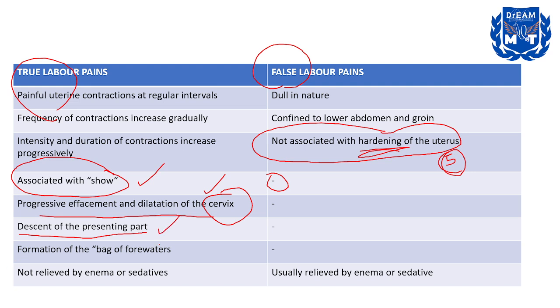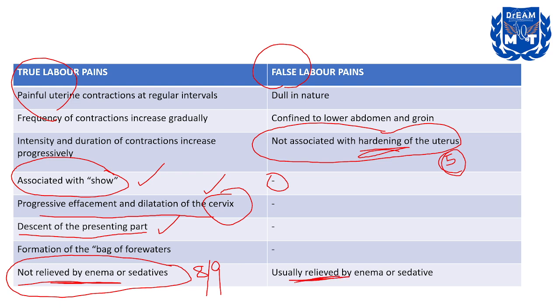The formation of the bag of waters can also be seen in true labor pains. The main important differential point is that true labor pains are not relieved by enema or sedatives. Whenever an 8th or 9th month patient, like a 32 to 36 weeks pregnant patient, comes with labor pains or abdominal pain, we offer her an enema. If these are false labor pains, usually they are relieved by enema or any analgesic or sedative. But if there are true labor pains, you cannot stop them, so they are not relieved by enema or sedatives.